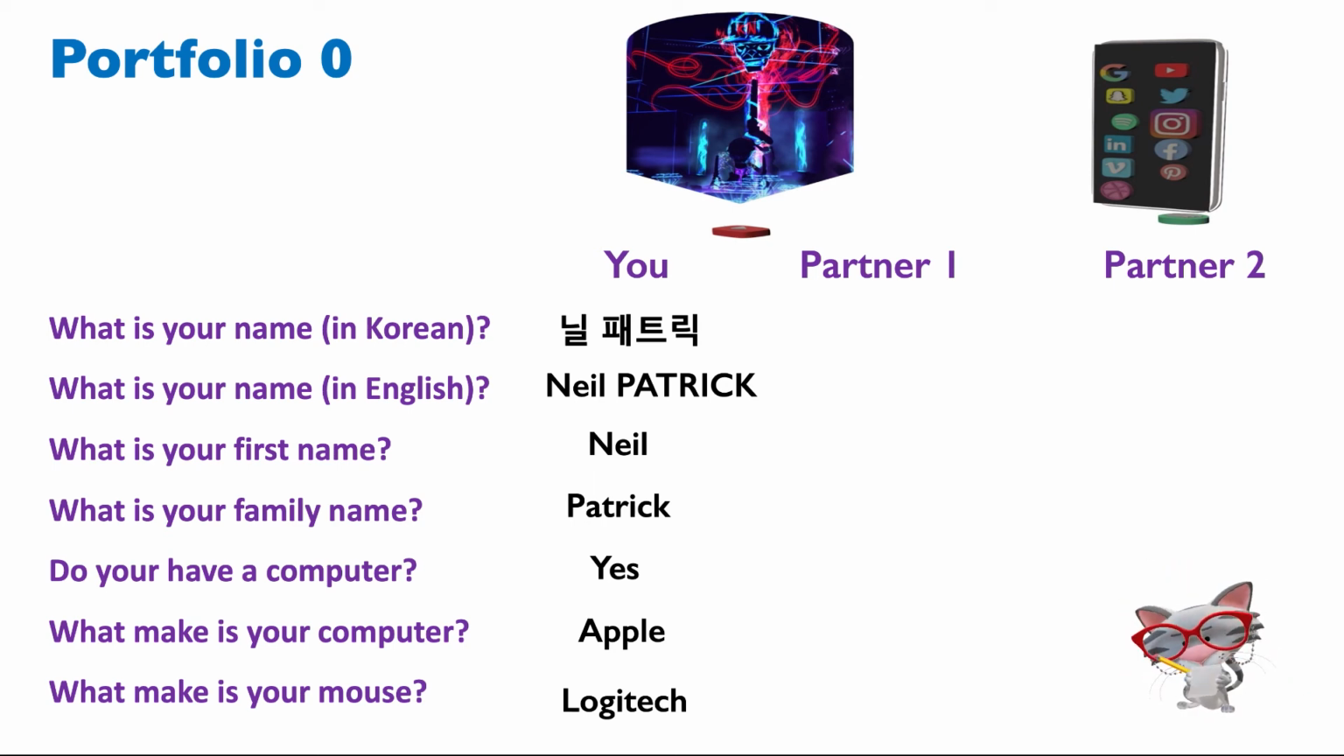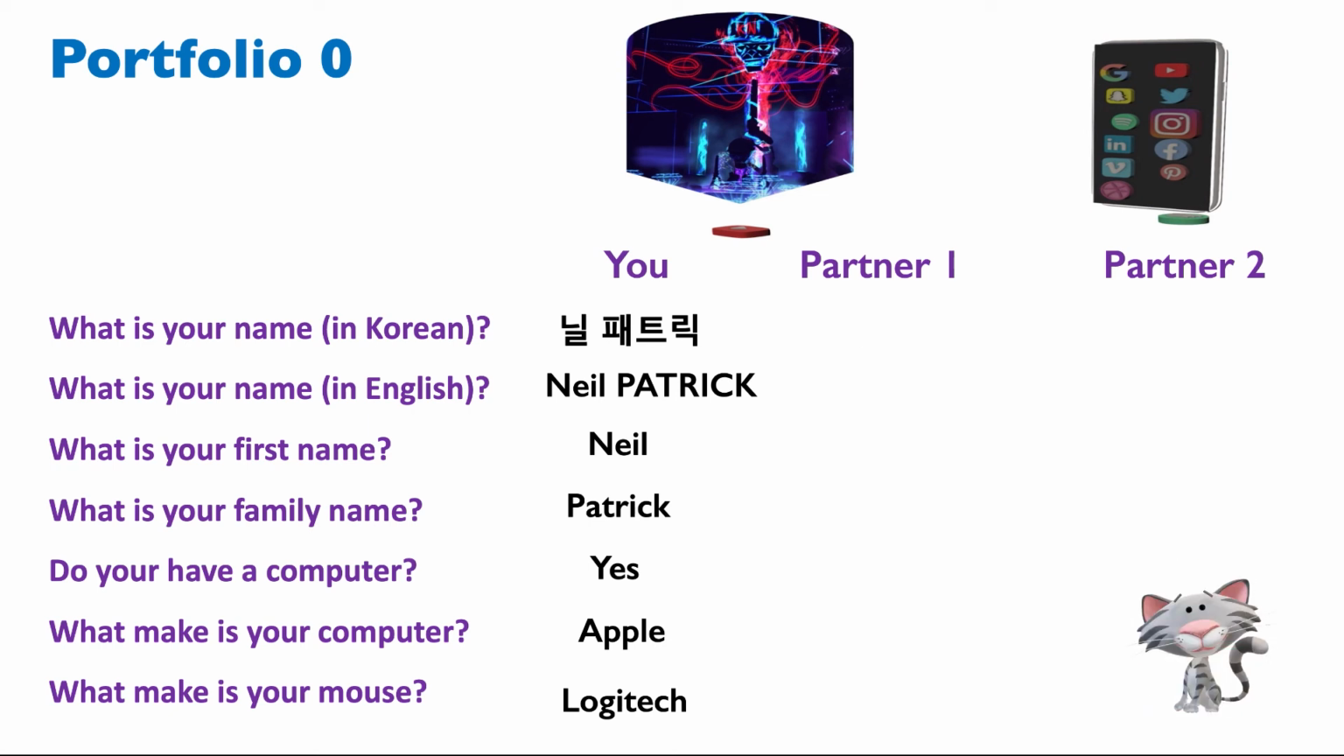First is Professor Neil. Yes, so I am your partner 1. I am your partner 1, so fill in the information about me. Write my information in partner 1 or partner 2, because Yonghee is going to be your partner 2. And so I'm going to ask Yonghee the questions.